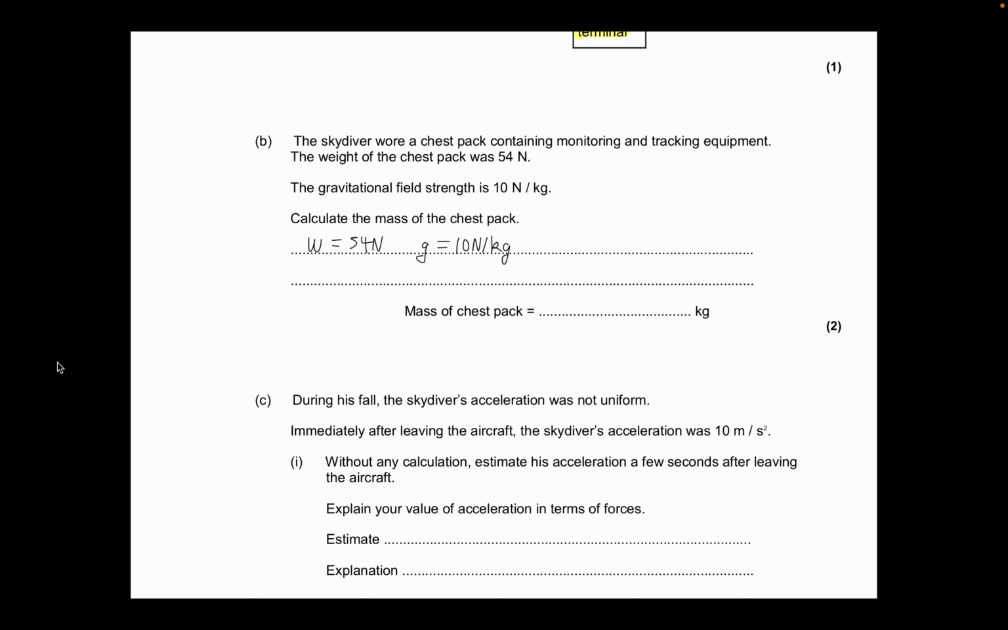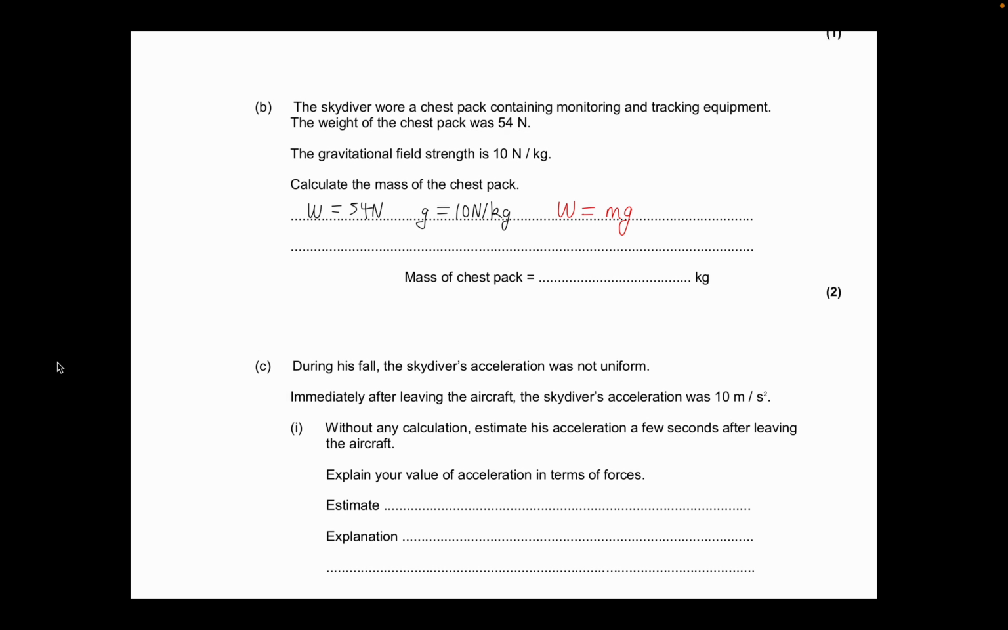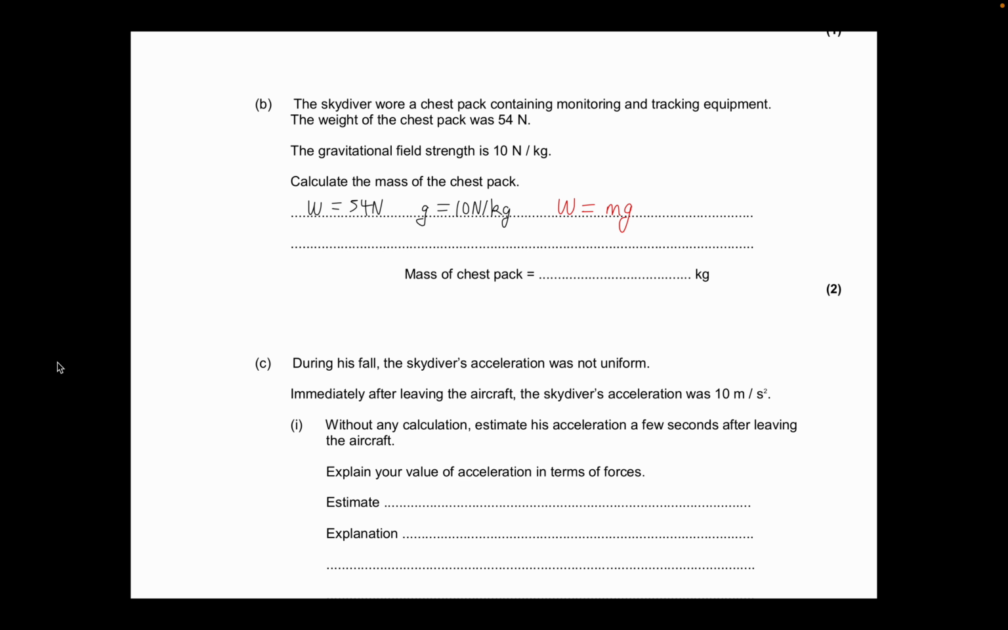Now, the formula connecting weight, gravitational field strength, and mass is W equals mg. Okay, where W stands for the weight, m is the mass, g is the gravitational field strength. So we're going to rearrange this in terms of weight and gravitational field strength. So mass is equivalent to the weight divided by g. So mass is equivalent to the weight, which is 54 newtons, divided by the gravitational field strength, which is 10 newtons per kilogram. Okay. All right.